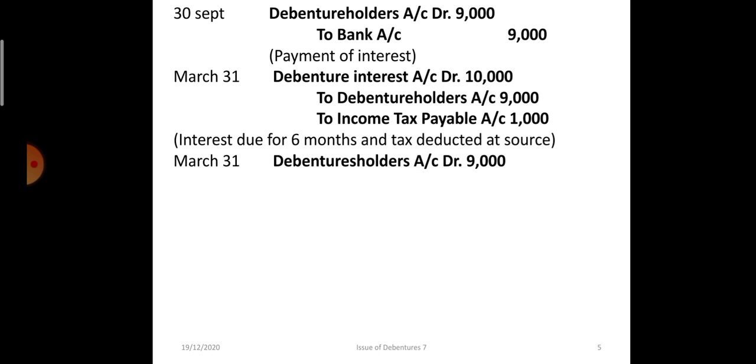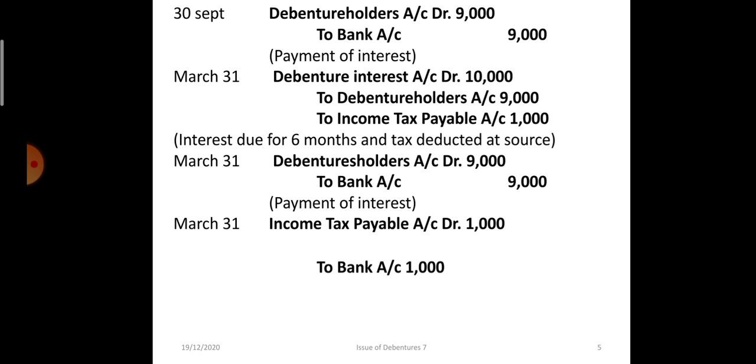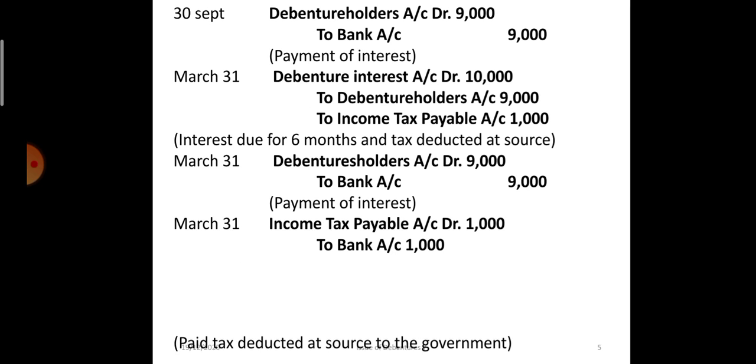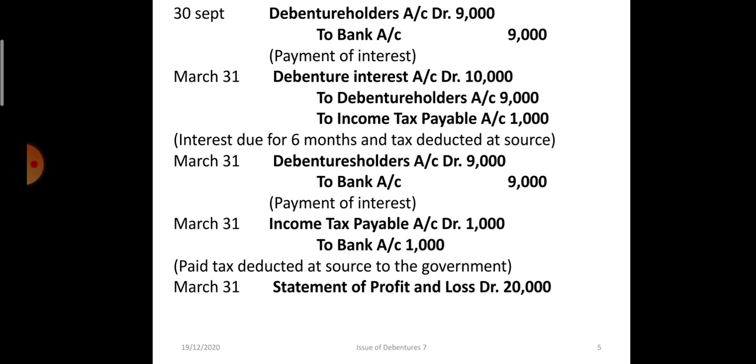Now debenture holder is paid 9,000 rupees, debenture holder to bank, and then government is paid income tax payable to bank. At the end of the year, debenture interest will be closed and transferred to the statement of P&L. For that, the entry will be statement of P&L account debit to debenture interest 20,000 rupees. Total interest paid during the year will be transferred to the statement of P&L account.